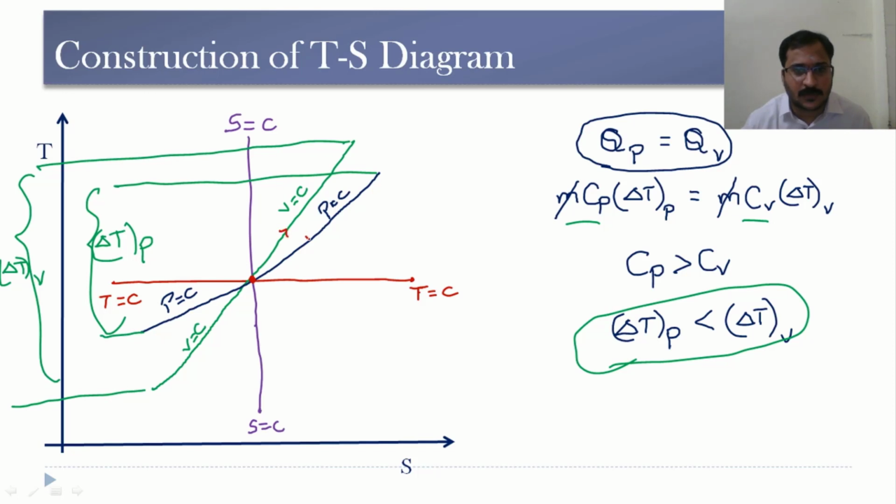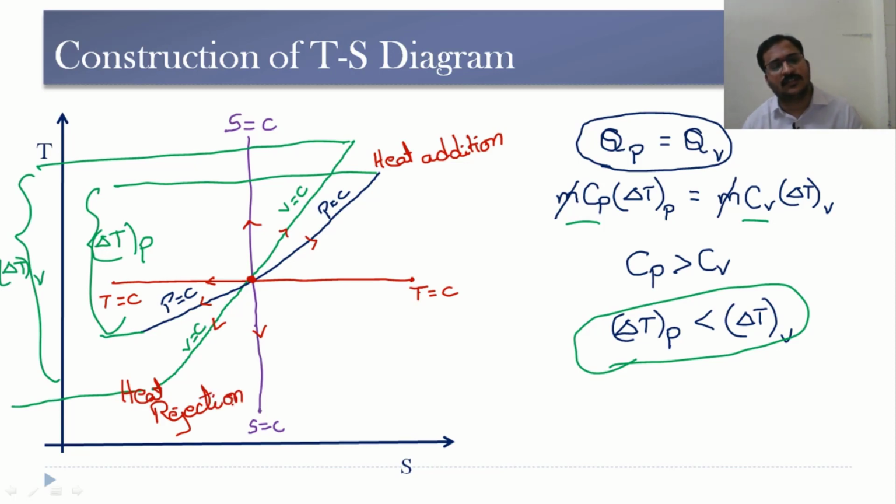If we go in this particular direction, this is heat addition, whereas if we go from the starting point in this direction, then these curves are heat rejection curves. So, during heat rejection, the temperature decreases and at the same time entropy also decreases, whereas during heat addition there might be an increase in the temperature as well as entropy here.